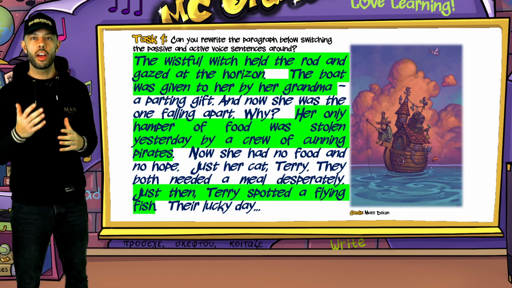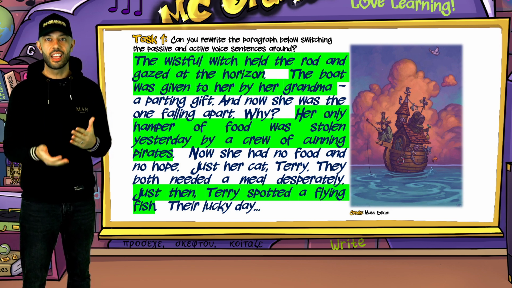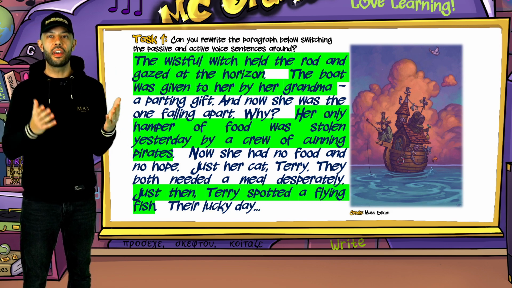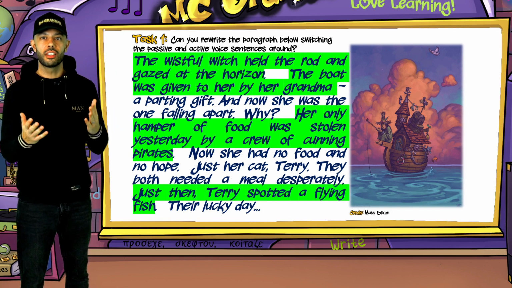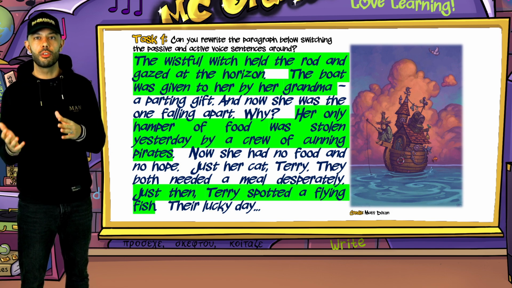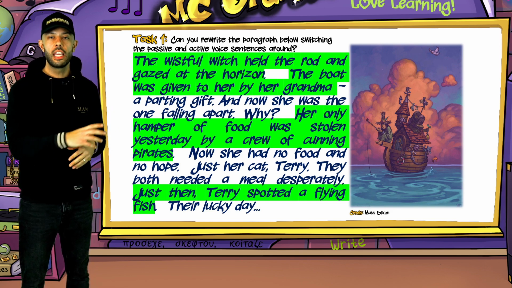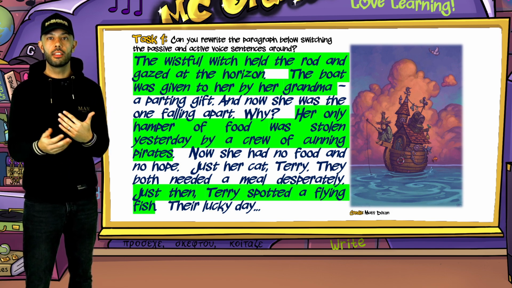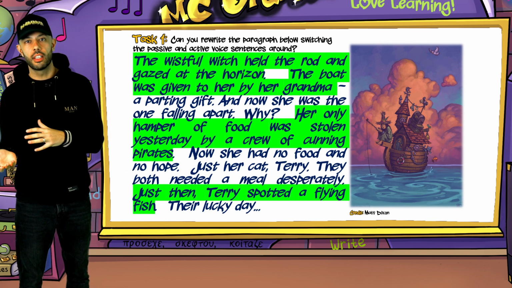Now you notice we have highlights there. Why? Because we've got a variety of voices in those sentences. Can you guess? Yes, passive and active. Your task is to try and flip them around. So if you come across an active sentence, can you change it to a passive sentence? If you come across a passive voice sentence, can you change it to an active voice sentence?